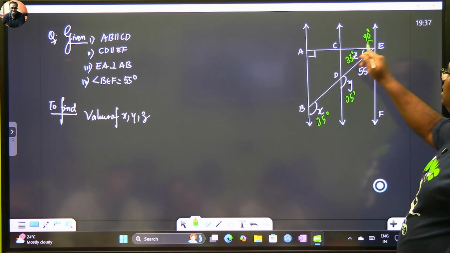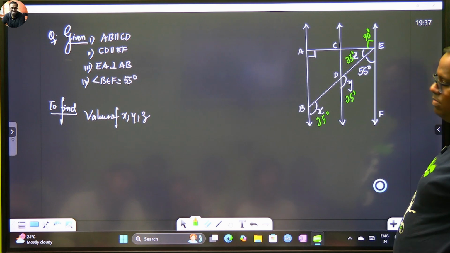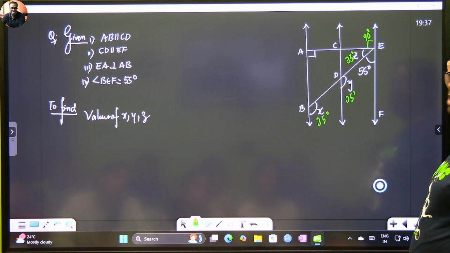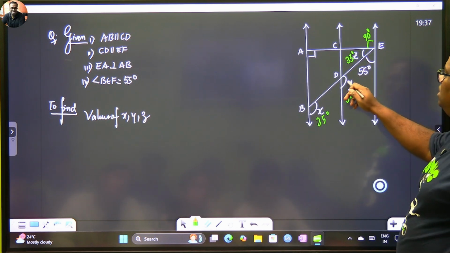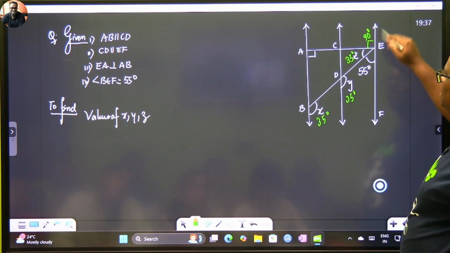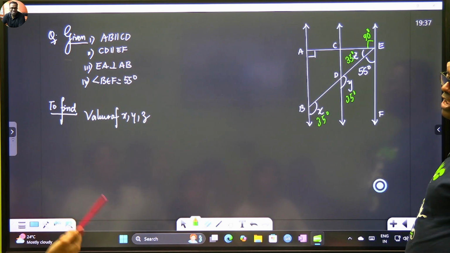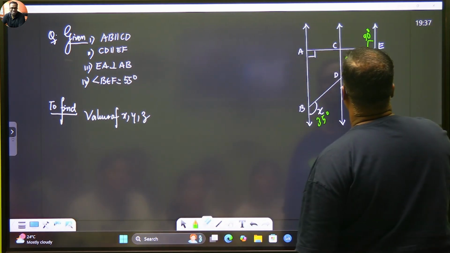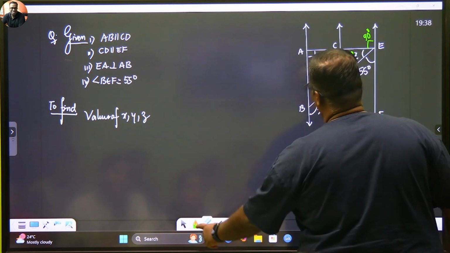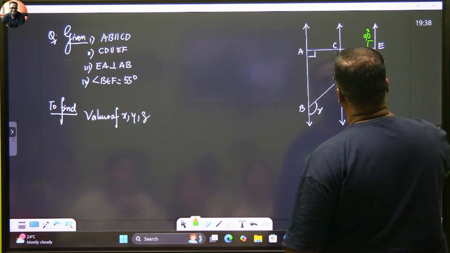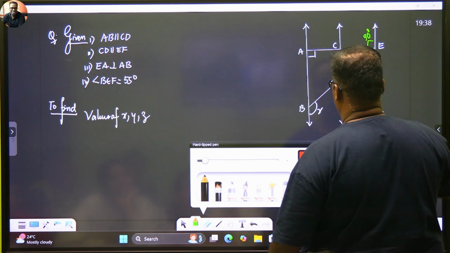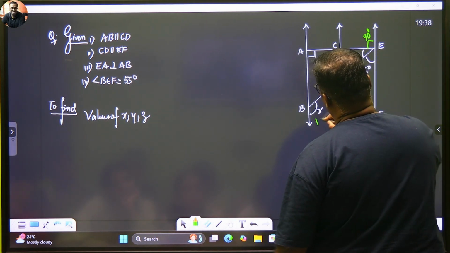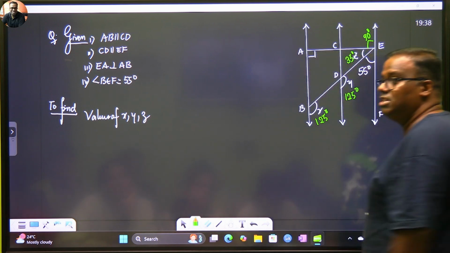This is 90, this is 90. 90 plus 55 is how much? 145. 145 plus 35, 180. If this is 35, then this should be 35. The alternate interior, 35 plus 90. Good. That was what I was looking for. So this should be 35 plus 90. So this angle would be how much? 125 degrees. And this angle would also be 125 degrees. Did you understand?